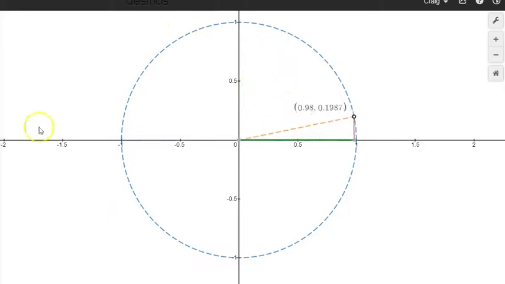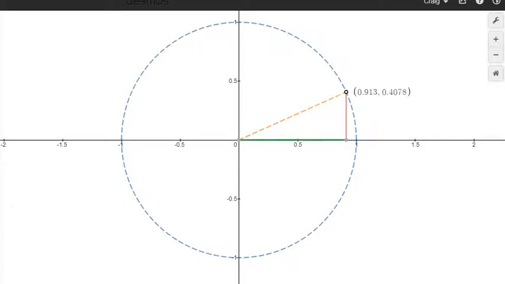Now, for any point along this circle, for any angle theta, we want to know the vertical displacement, this red line, and the horizontal displacement from the origin. Because the length of the orange line is 1, the length of this red line can be described by sine of the angle theta, and the length of this green horizontal line can be described as cosine of the angle.